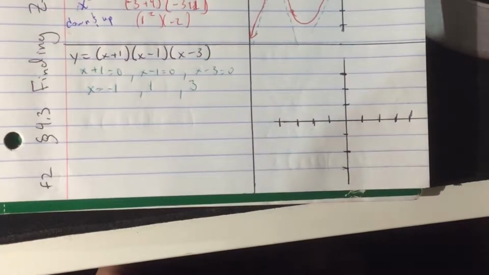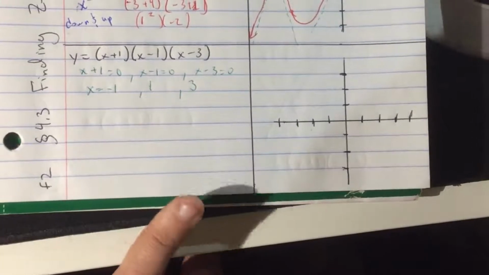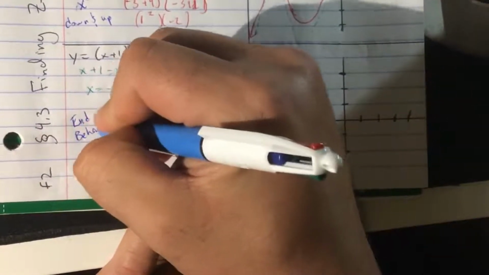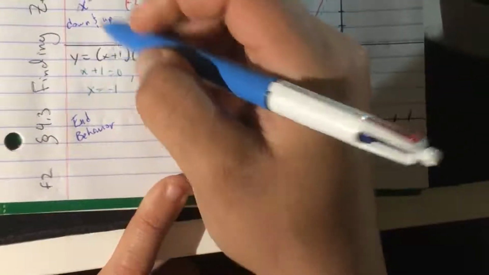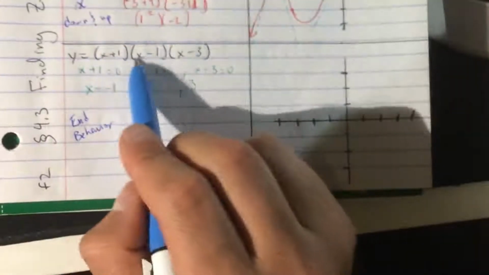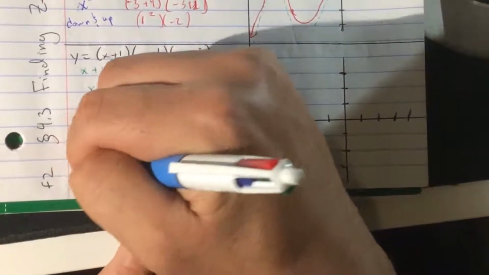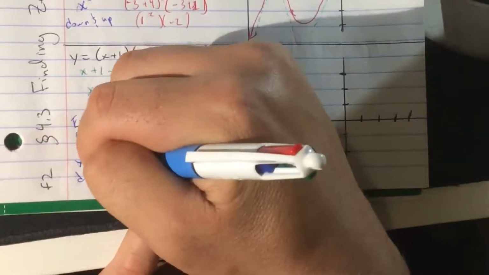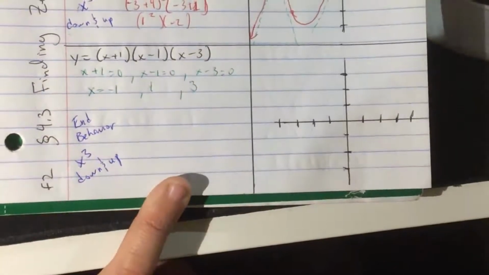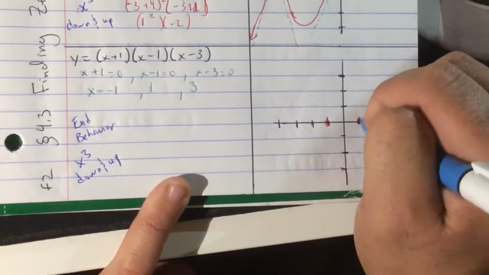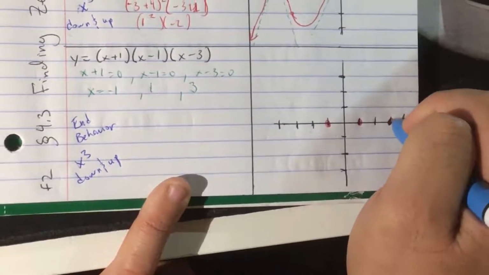Okay? That being said, we can go ahead and go to our end behaviors. So we have our end behavior again. The end behavior is once again going to be x times x times x, which is our x cubed, which means we're going to have once again a down and up. And we'll go ahead and plot the points. We have 1 point at negative 1, 1 point at 1, and then 1 point at positive 3.